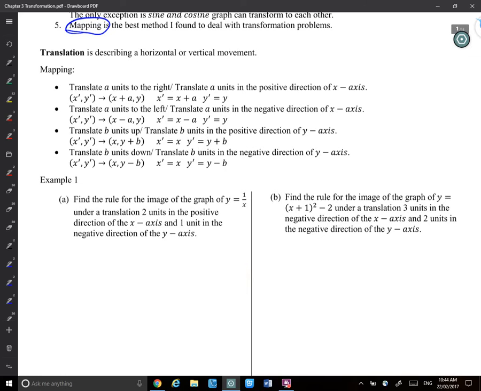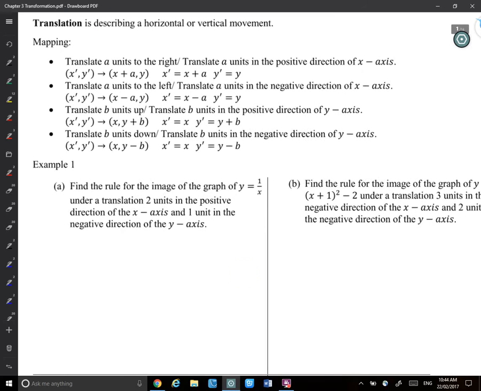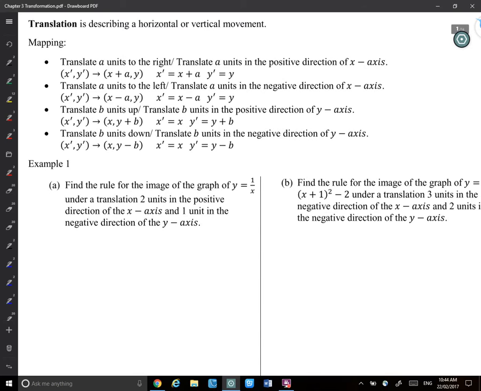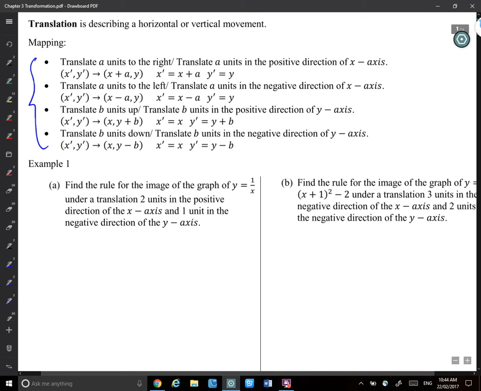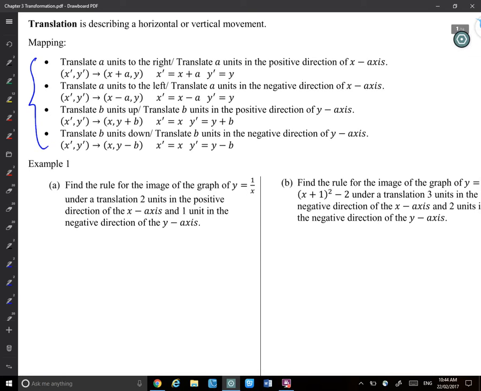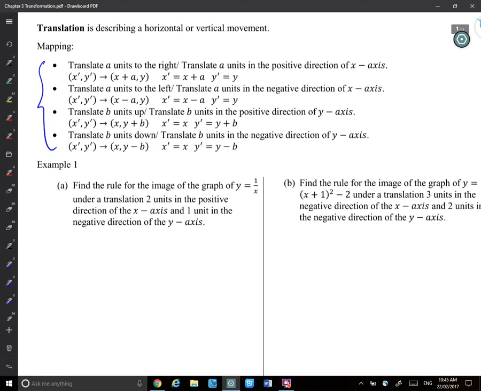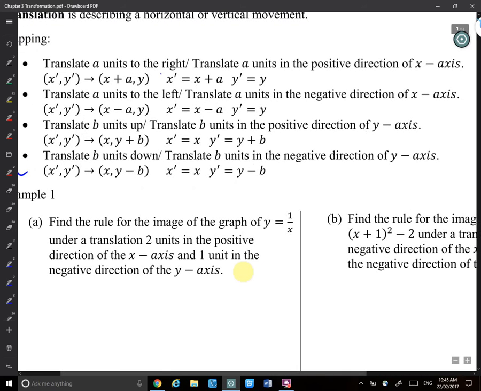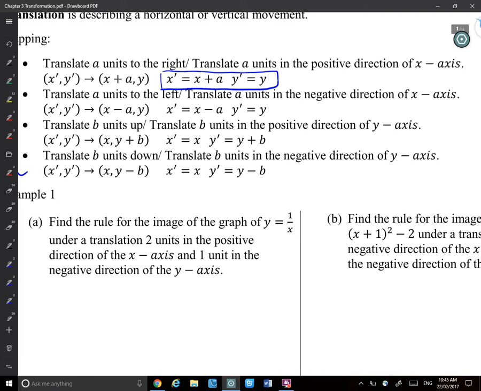So what does the mapping method really talk about? If we say translate a units to the right or translate a units in the positive direction, all of these are the language of talking about transformations. So you need to use this language to describe things. Do not create your own way to describe things. These are the correct ways you can talk about transformations. So if we say translate a units to the right, what we're looking for is this: x dash, which is the new function, the new x. The new x equals what? The new x equals x plus a. Okay, new x equals x plus a.